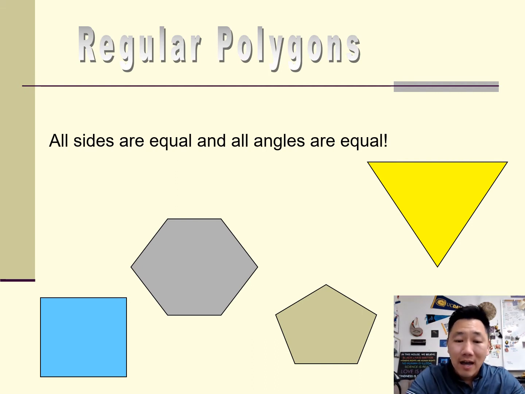But a hexagon can also be regular. When all the sides are the same and all the angles are equal, we have a regular hexagon. We can have a regular pentagon and then a regular triangle as well. And so let's look at all of their parts.